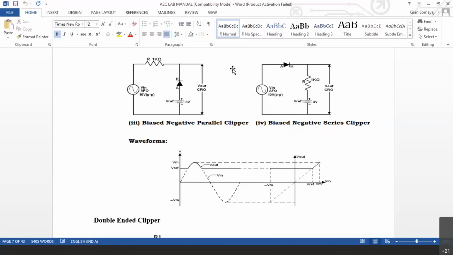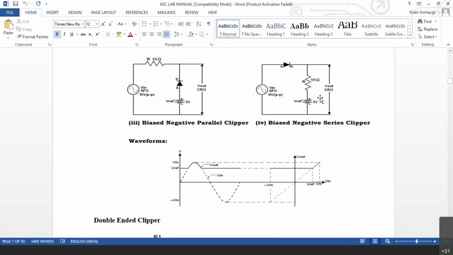Conversely, in the parallel clipper, what happens? Output is present only when the diode is not conducting. In case of a parallel clipper, when the diode is conducting, output is not there. You can see here, in the parallel clipper, when the diode is conducting, output is not there. Only when it stops conducting, AC will come there. That is what is here.